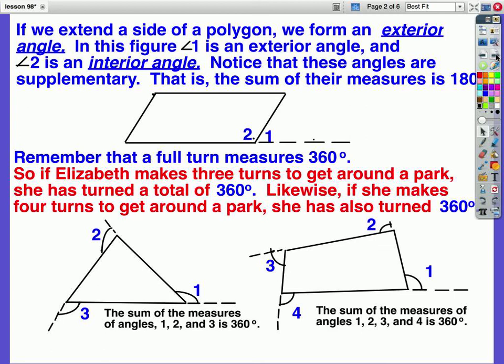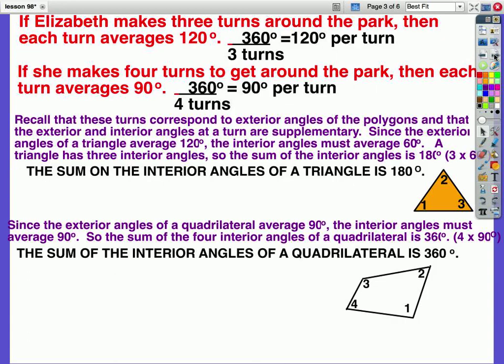Also remember that a full turn measures 360 degrees. So if Elizabeth makes 3 turns to get around the park, she has turned a total of 360 degrees. Likewise, if she made 4 turns, she still turned 360 degrees. So if we add up the angles down here, no matter what, it's going to be 360 degrees.